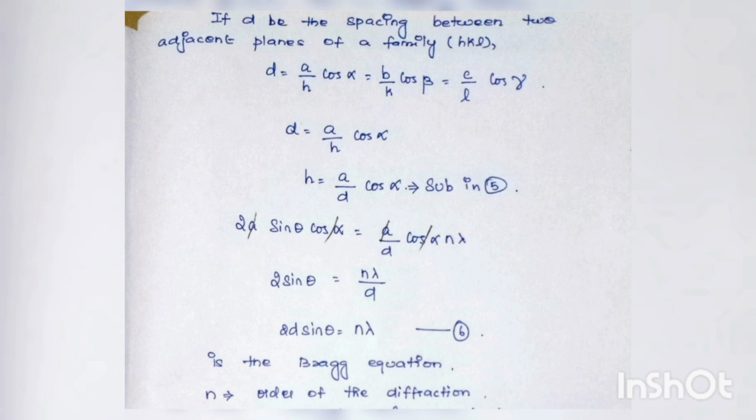Therefore, after substituting all these values in equation 5, finally we will get 2d sin theta is equal to n lambda, that is nothing but Bragg's equation, and here n is the order of the diffraction. So finally we conclude that Laue's equations provide a validity of Bragg's statement. Thank you.